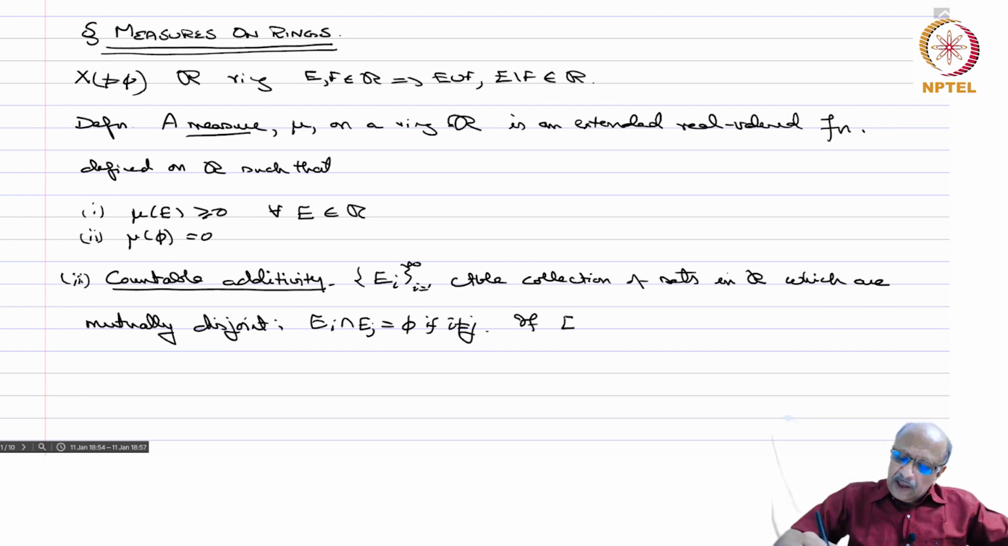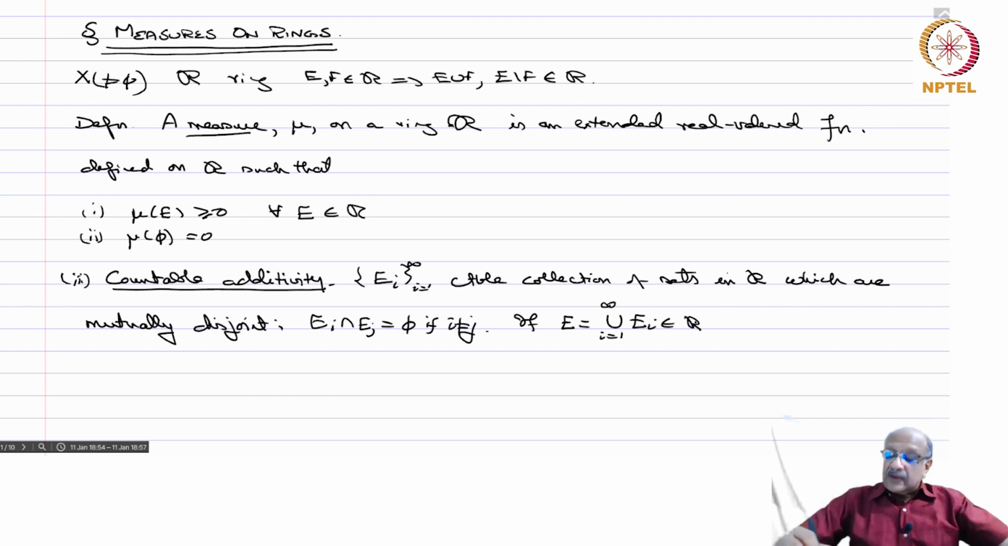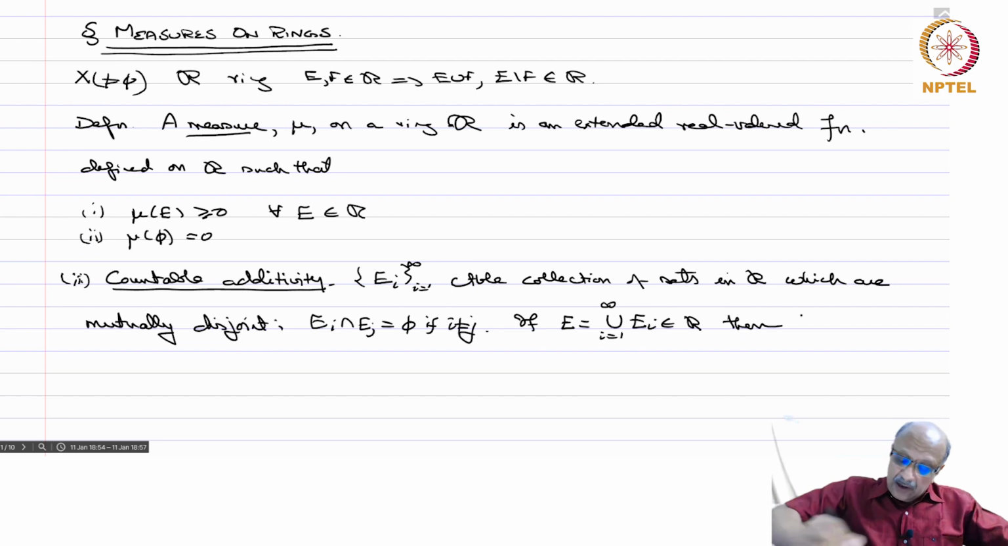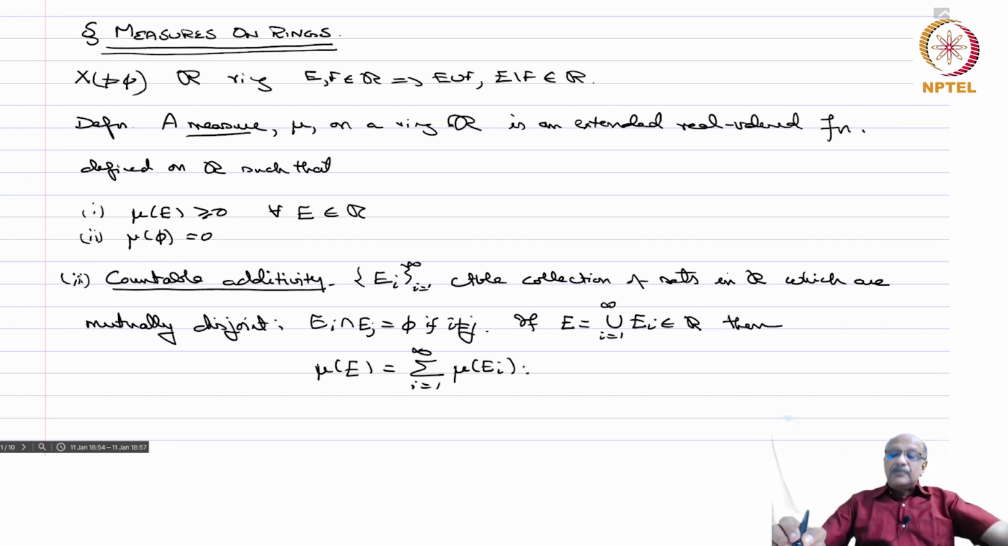If E equals the union over i equals 1 to infinity of E_i belongs to R, because this R is a ring, it is not closed under countable unions in general, so we have to make this assumption. If you are talking about a sigma ring, that is the advantage, we don't have to make this extra statement. Then mu of E equals the sum over i equals 1 to infinity of mu of E_i. So in checking when something is a measure, this is the main thing which we have to check. Other properties will be obvious.